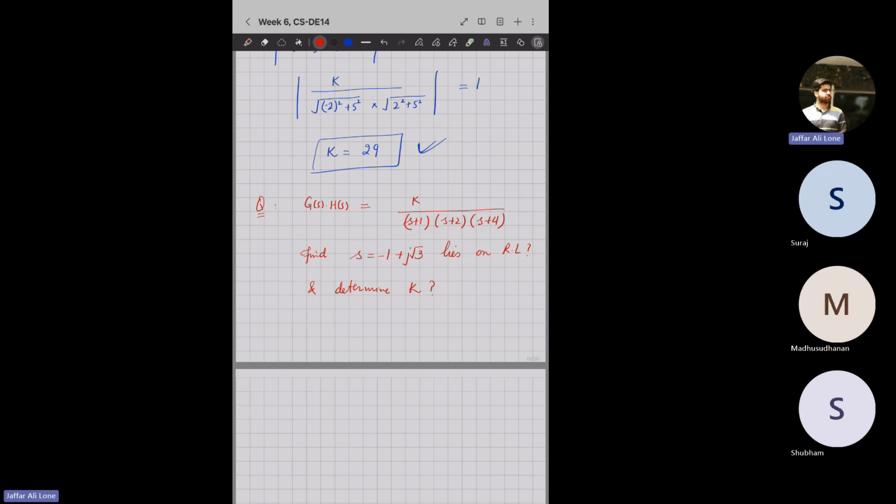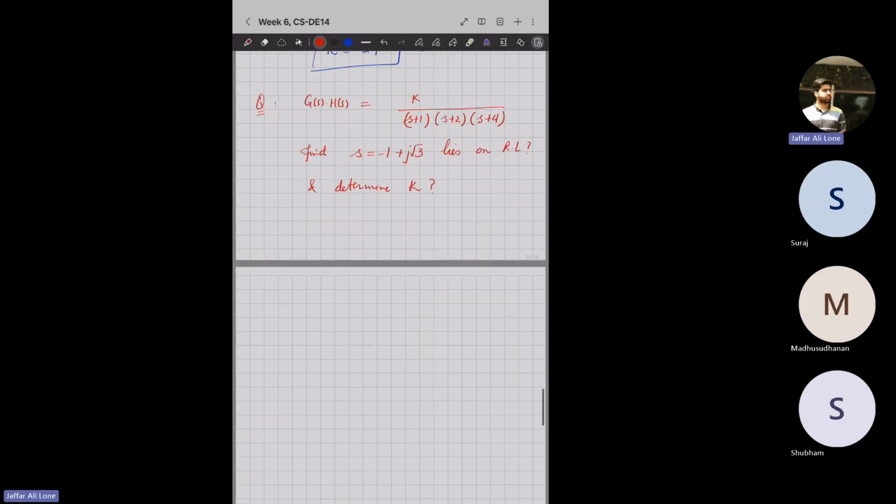Just do one thing. Wherever there is s, put minus 1 plus j root 3. I can write it, I can solve it and help you.